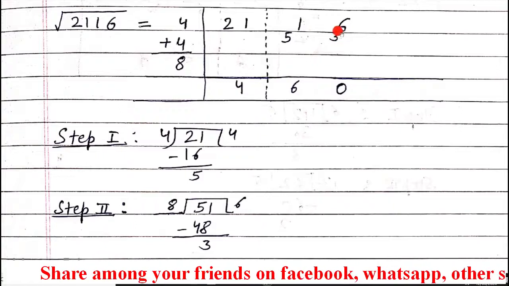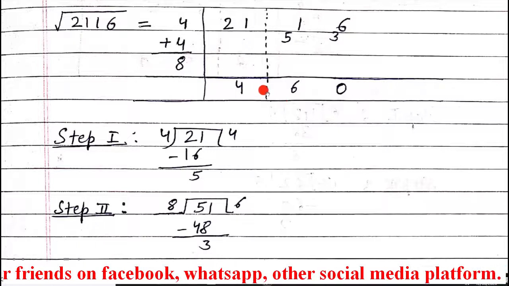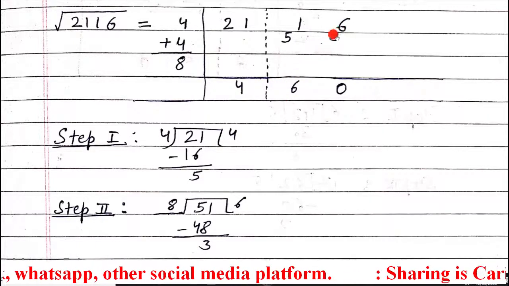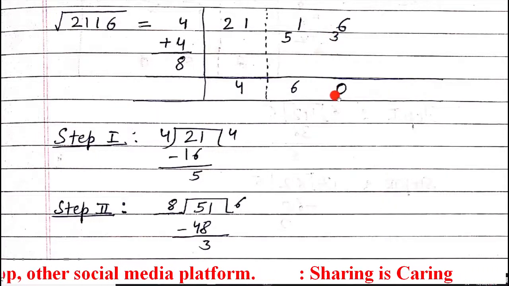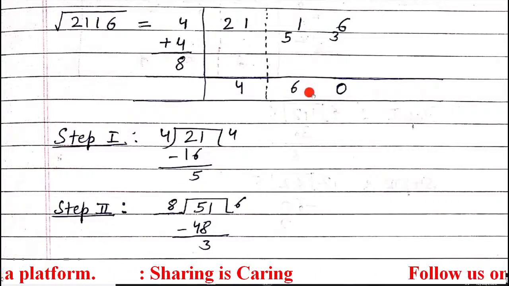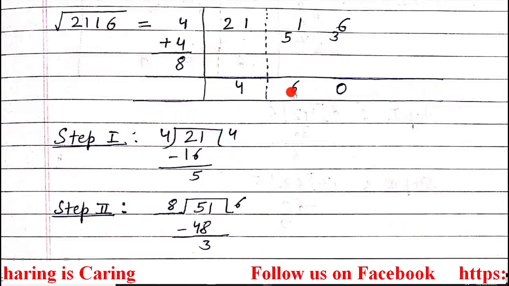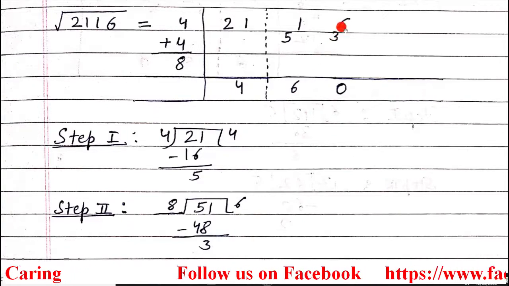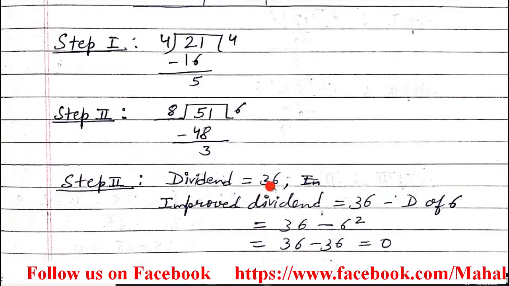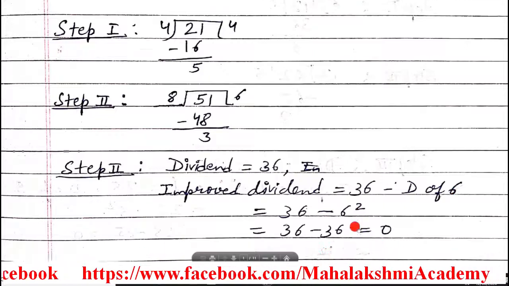To improve it, because we are going to improve this column, just imagine a line before it and after the dotted line. How many digits do you have? We have only 6. So we have to find the Dvandva of this 6. From 36 minus Dvandva of 6. So the dividend is 36 and the improved dividend is 36 minus Dvandva of 6, that is 6 squared.